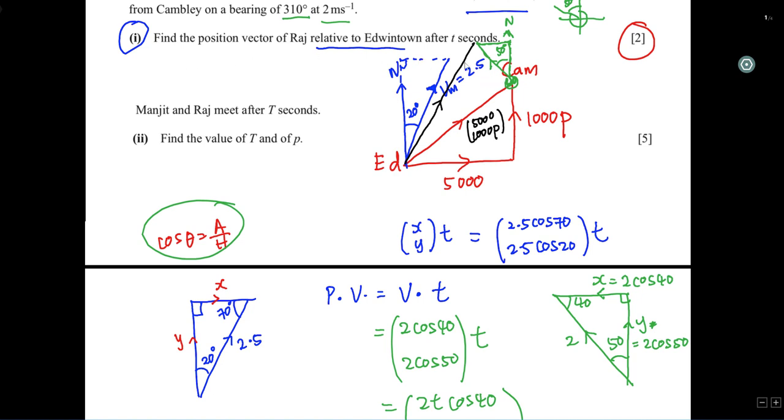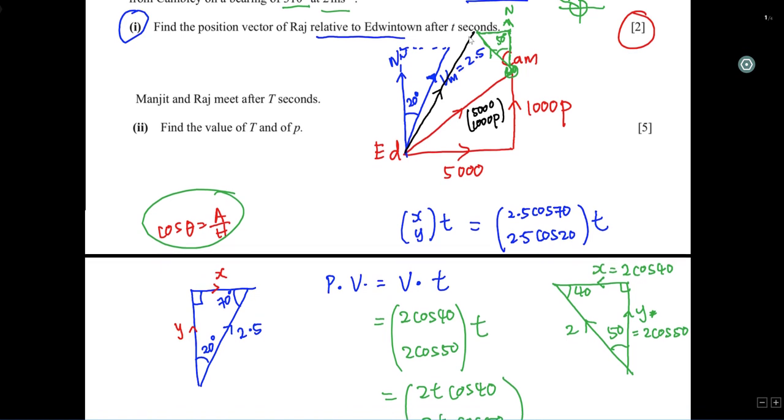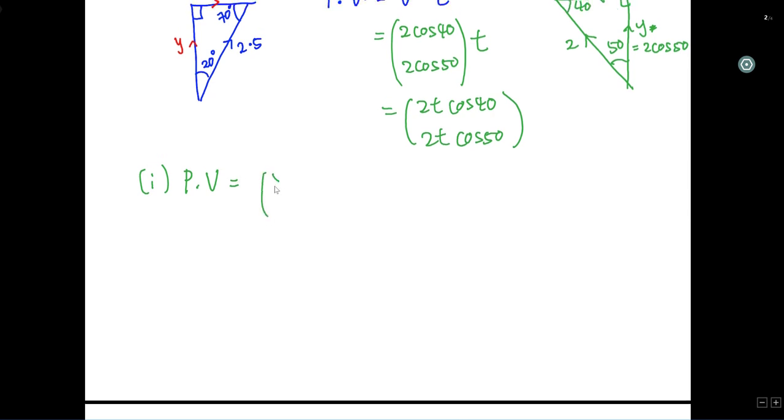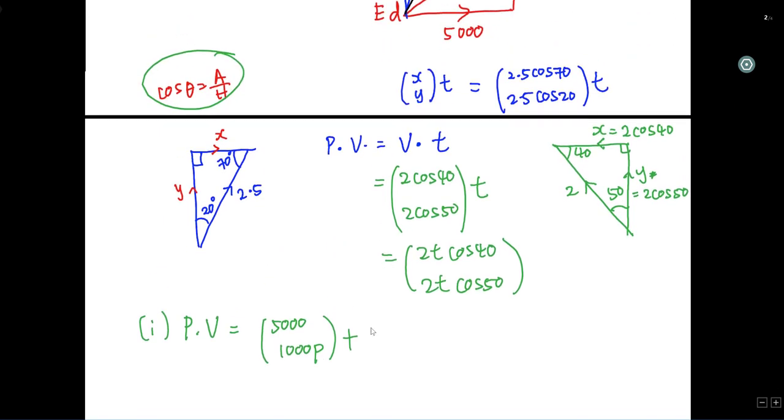So in order to get these 2 marks, what I will do is take this vector plus this vector. So the answer for the first part, I will say position vector equals to, just now it is 5000 and this is 1000p. Because this one already is a position vector, I will just add another position vector, 2t cos 40 and 2t cos 50.